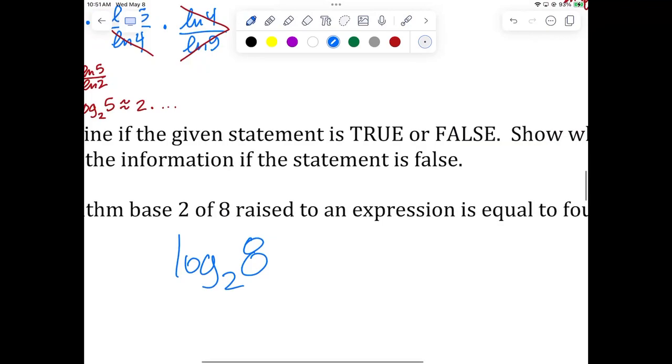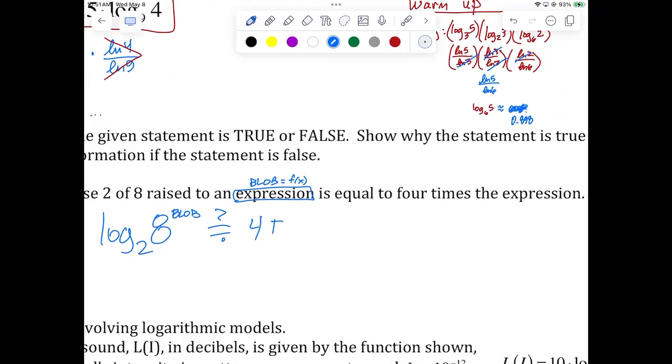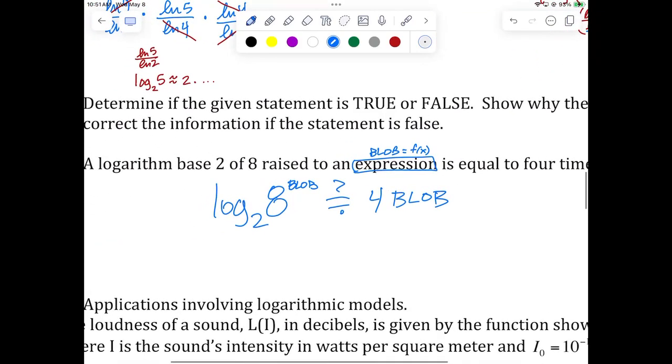What do you want to call the expression? Let's call the expression blob. Are you okay with calling the expression blob? I mean, we could be mathy about it and say that it's f of x if you want, but I like blob, okay? Is that equal to, here's the question mark, is that equal to 4 times the blob? Is it equal to 4 times the blob?